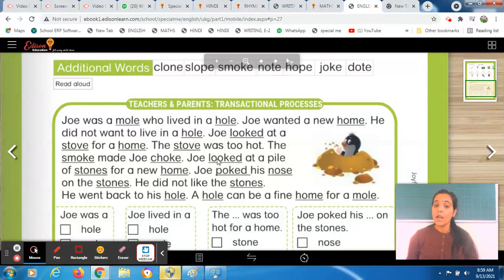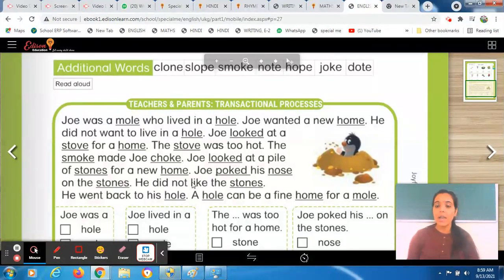So Joey again looked at a pile of stones. There was a huge, big pile of stones, where there were a lot of stones. So he thought that this could be his new home, right? So Joey poked his nose. What did he do? He dug into the stones with his nose. But he did not like the stones. See, he is digging that hole. Where? In the stones, in the pile of stones. But he found that he did not like the stones. He doesn't like stones.